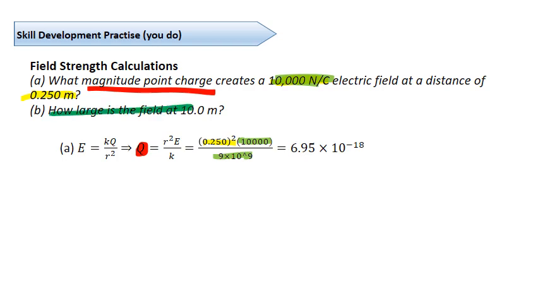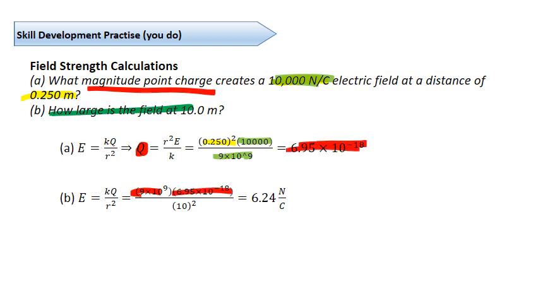The second part of that problem says how large is the field at 10 meters? So we're going to do the exact same thing again, and we're going to use the original formula this time, E equals KQ divided by R squared. As always, K is 9 times 10 to the 9. My Q comes from the previous question, and then the distance between them is 10, as said in the problem. Putting that into a calculator, you should get 6.24 times 10.